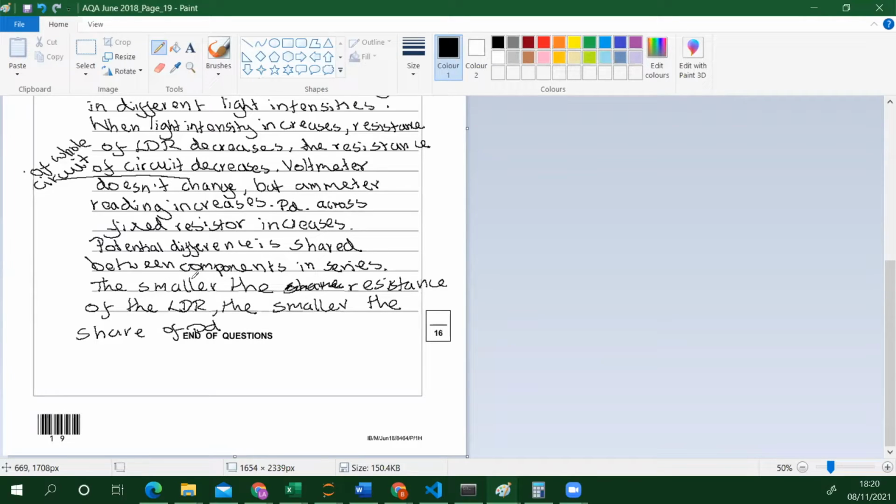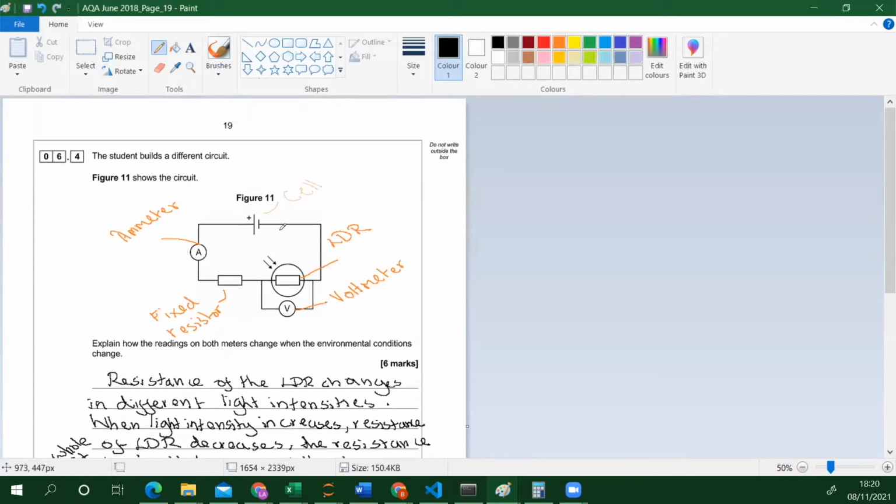So the smaller the resistance of the LDR, the smaller the share of PD, and the larger the share of the other components. But the whole potential difference remains the same, because it's being powered by a cell. So if light intensity increases, the PD or the voltage goes down across here and up across here, but the whole thing remains the same. So the whole voltage remains the same across the whole circuit.